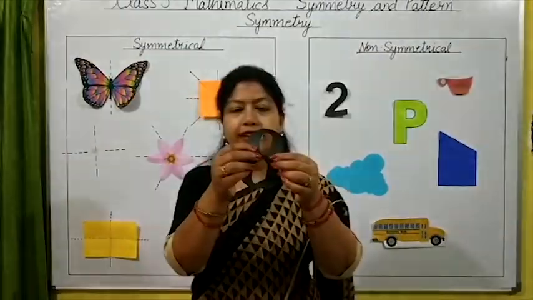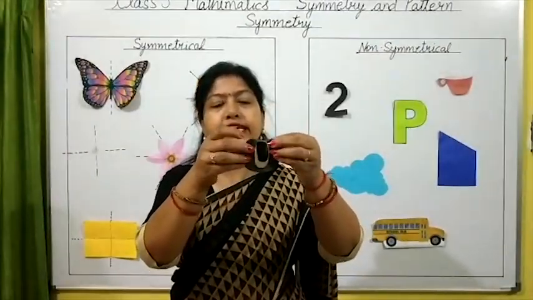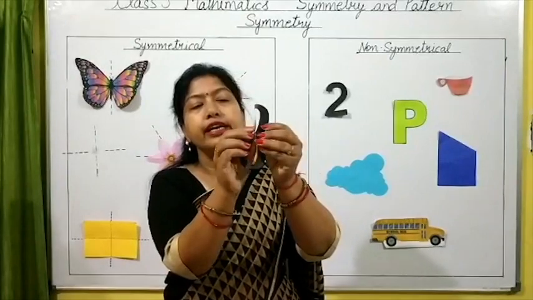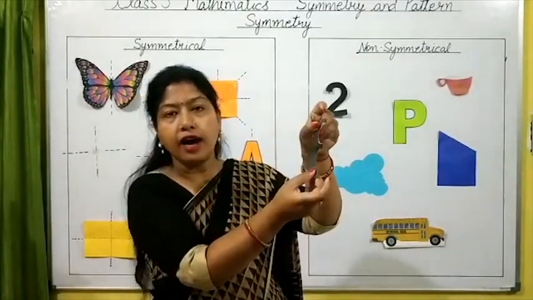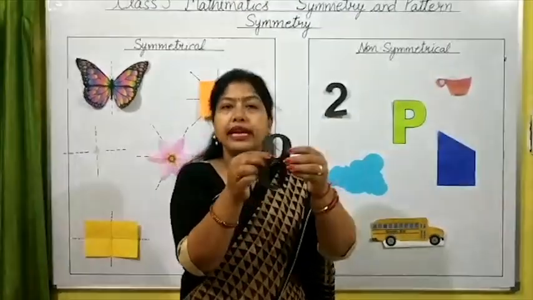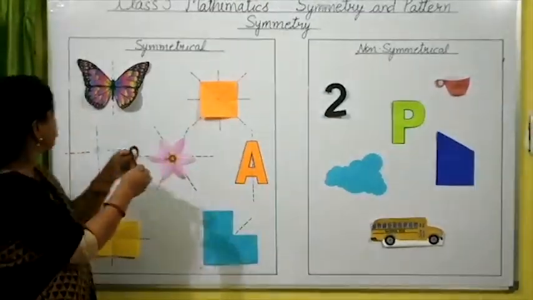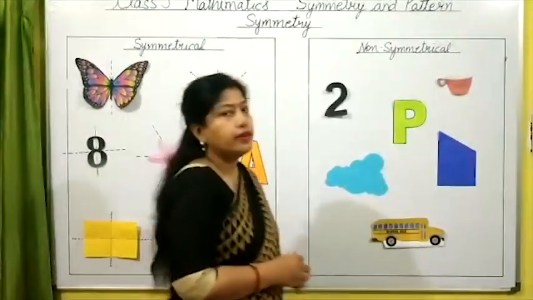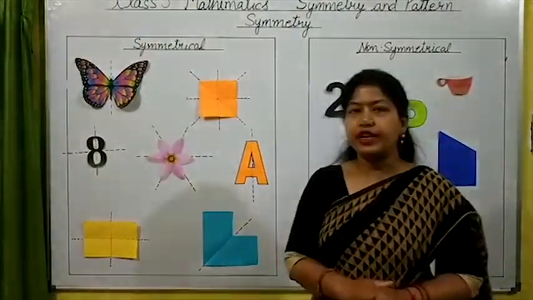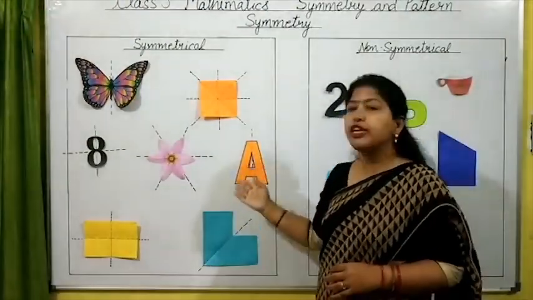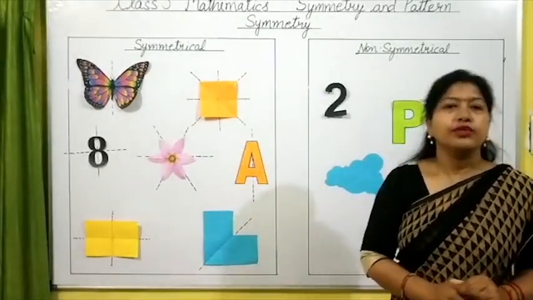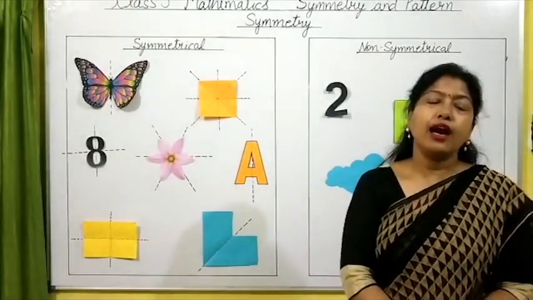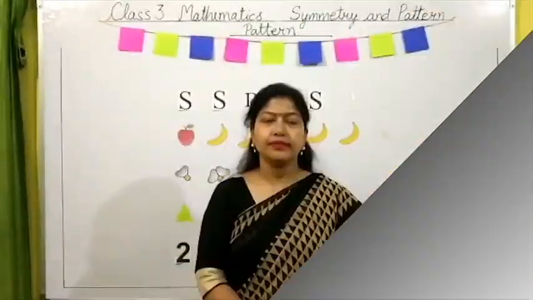Here is the number 8. By folding it horizontally, we get both its halves matching each other, and by folding it vertically, again we get both its halves matching each other. So the number 8 has symmetry, and it has 2 lines of symmetry. So children, some figures have symmetry and they can have 1 line of symmetry or more than 1 line of symmetry. You must have learned how to distinguish symmetrical and non-symmetrical figures and how to find and draw the lines of symmetry. Pattern.